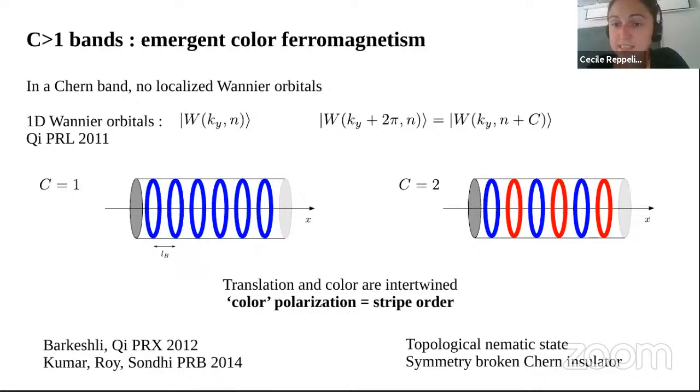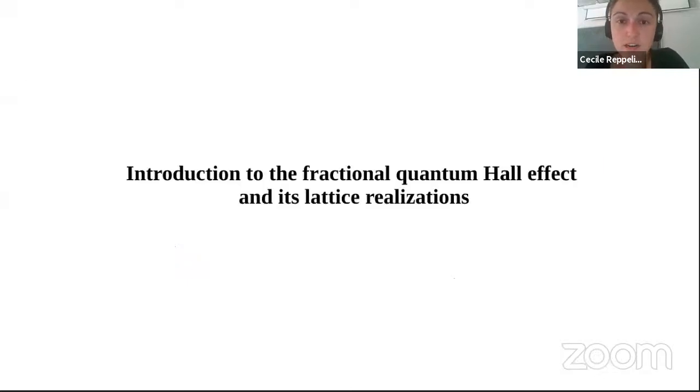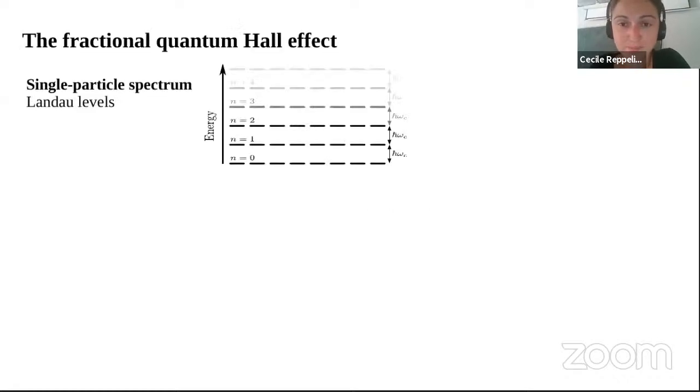Okay, but in any case, even though you have fractional filling, you don't have any topological order because the Hall conductivity in this system is an integer. So now we are going to move on to something really different, which is the case where you do have a fractional Hall conductivity: the fractional quantum Hall effect and its lattice realizations.